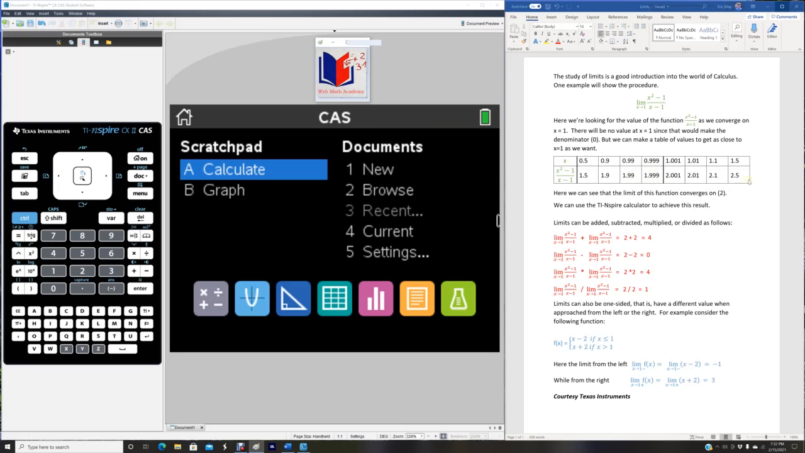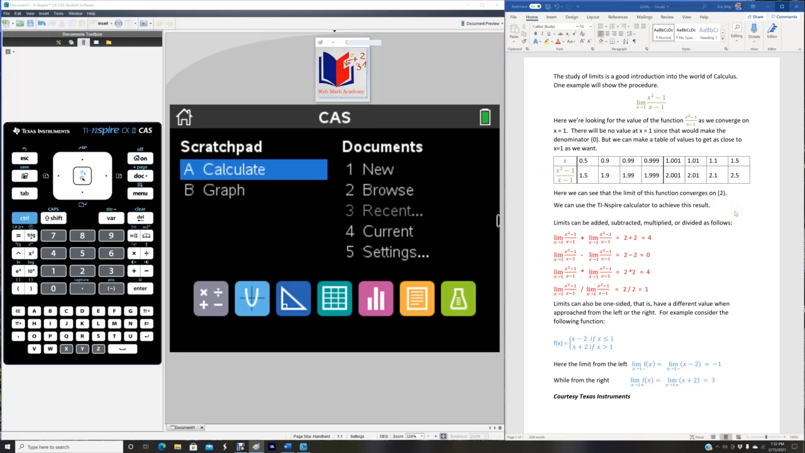We can also come from the right side, starting at 1.5, which gives us a value of 2.5 for the function. 1.1, 1.01, and 1.001 gives us a value of 2.001. So you can see that as we come to 1, the limit of this function converges on 2.